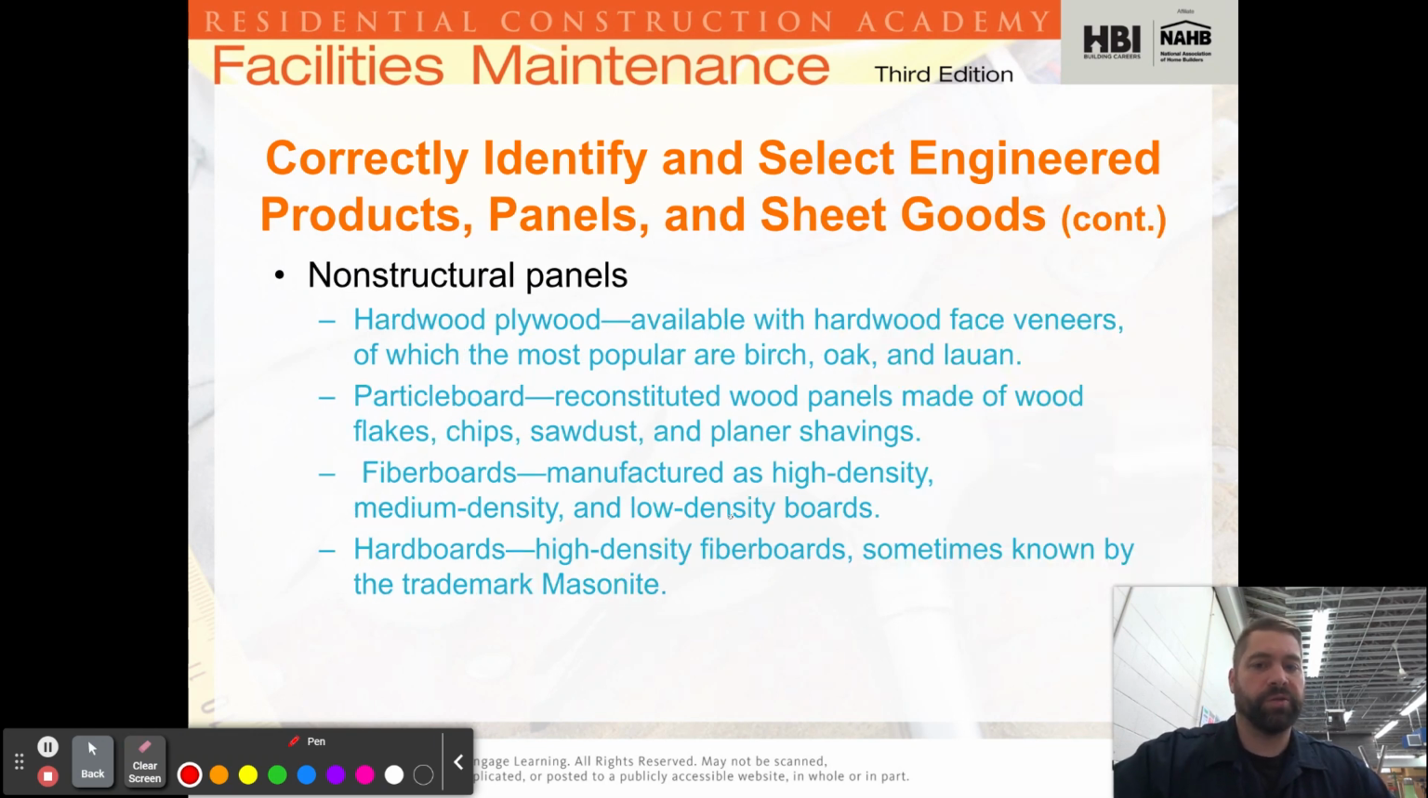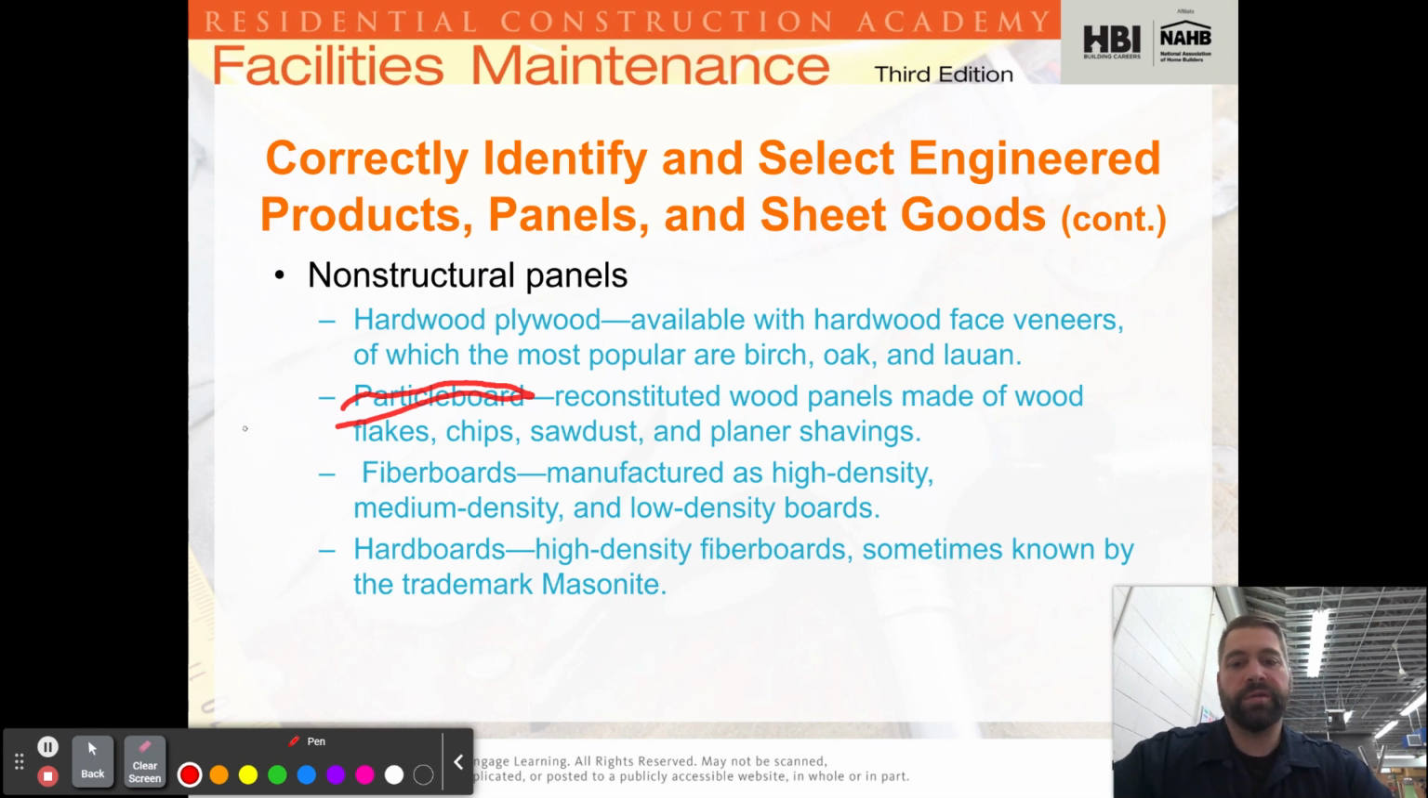Some of the non-structural panels are hardwood plywood, so you can get that with veneers, which is a very, very thin coating of the plywood. The most popular are birch, oak, and luan. Particle board is reconstituted wood panels made of wood flakes, chips, sawdust, and planer shavings. We won't be using this, so don't worry about that too much.